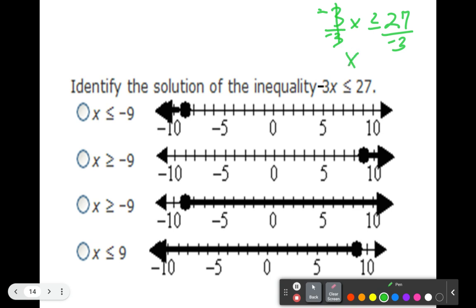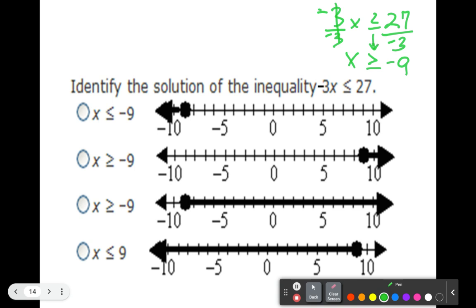These two cancel. X is greater than or equal to 27 divided by -3. It's going to give me -9. Remember, I had to flip my sign because we're dividing by a negative. So when you're dividing or multiplying by a negative, you have to flip your sign.